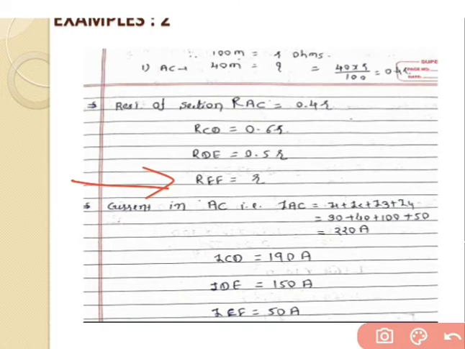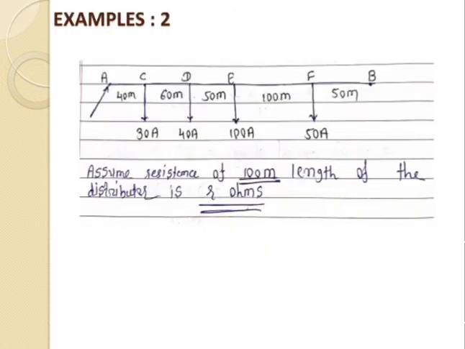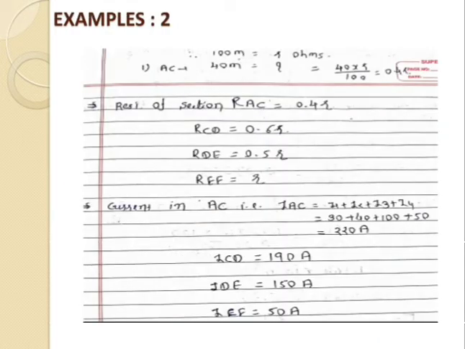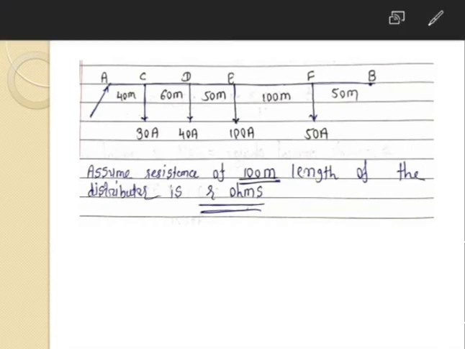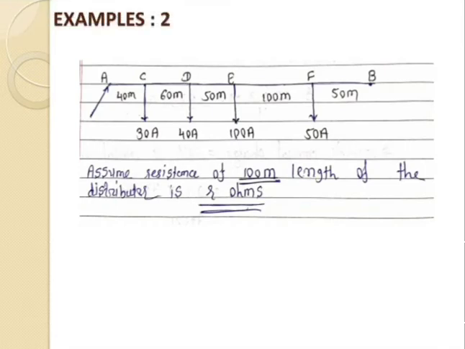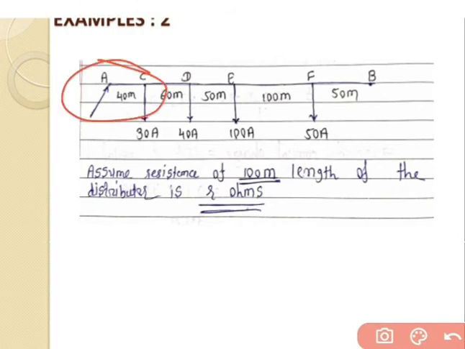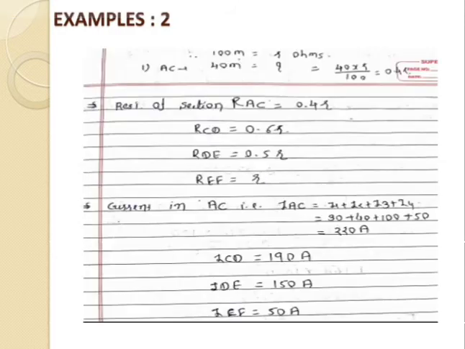Then go for the next step, that is the current in the individual section. There are 1, 2, 3, 4 sections. So the first section is the AC. The current flowing through the AC section is I1 plus I2 plus I3 plus I4. So this is the summation of all the loadings. So we can get the answer IAC equal to 220 ampere.